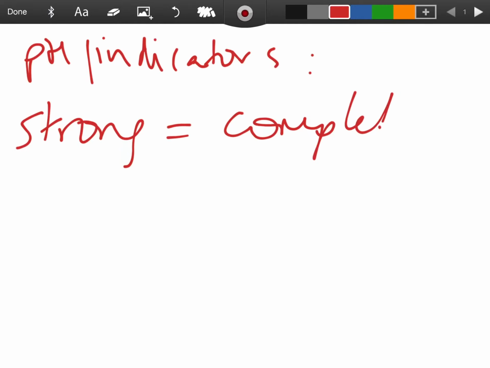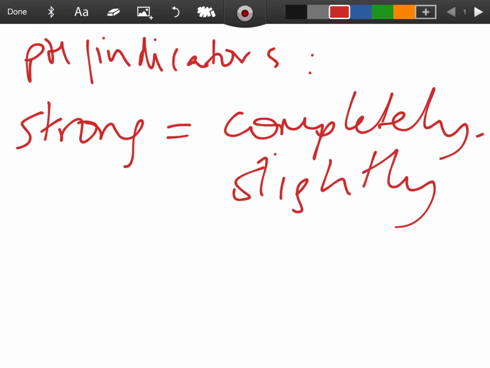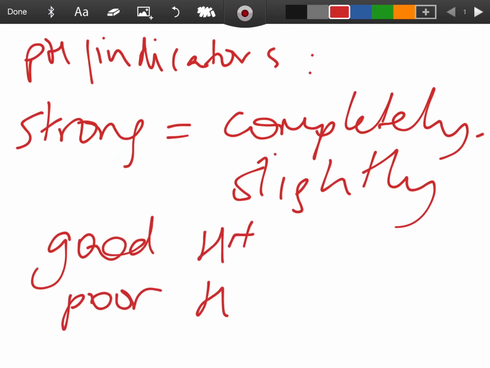Arrhenius? Well, in Arrhenius, of course, you would say that a strong acid completely dissociates, whereas a weak acid only slightly dissociates, okay? And then for a strong acid and a weak acid in Bronsted and Lowry, you would say a strong acid is a good proton donor, whereas a weak acid is a poor proton donor, okay?